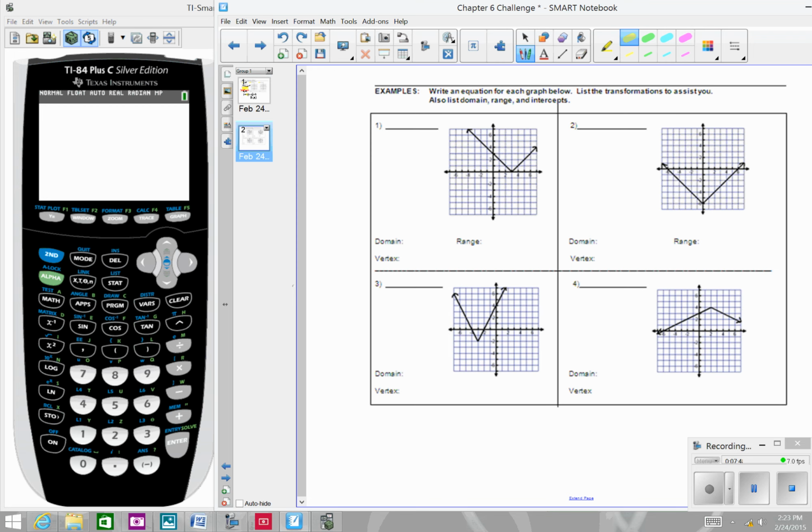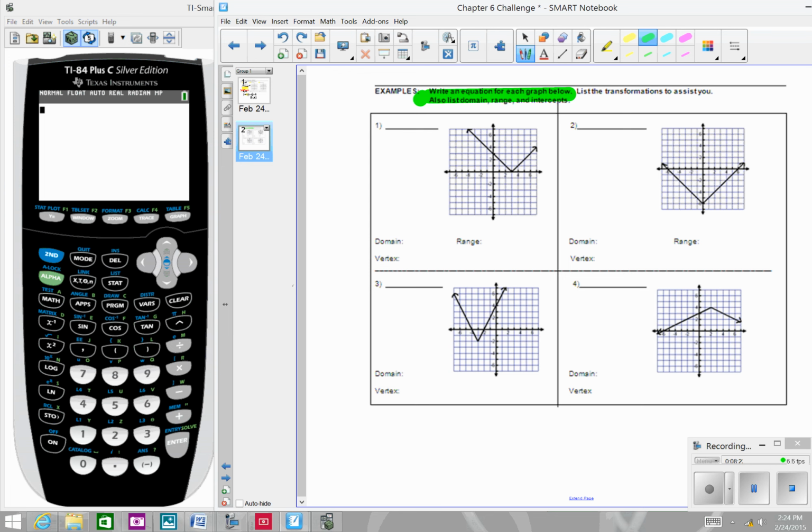Okay, so now we're going to be working on something that we haven't seen before, but it might be a little bit challenging until you kind of get the hang of it. So now I have a graph. What's different about these examples compared to the last couple of examples is that my absolute value graph is already graphed for me. So since my graph is already graphed for me, what am I missing? Well, if you read the directions, it says write an equation.